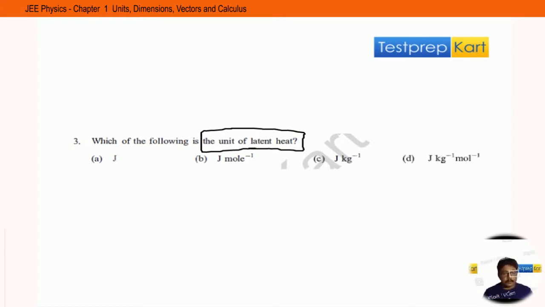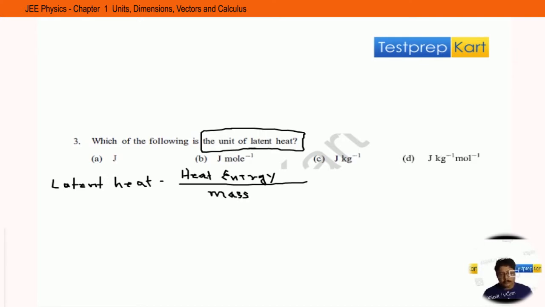So, latent heat is equal to heat energy by mass. What is the unit of energy? The unit of energy is joule. What is the unit of mass? It is kg. We are talking about these things based on SI unit.